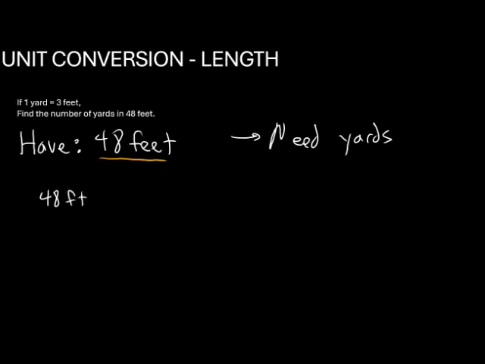Some instructors will tell you to write this as a fraction, where you write 48 feet and then divide it by 1. This is fine as well. The problem still works even if you don't write the over 1, but it won't hurt if you do. Our next step is we'll multiply by another fraction.